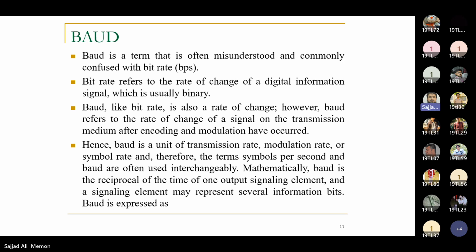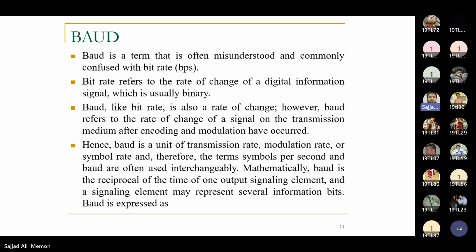So bit rate is bits per second, how many bits are being transmitted. So we are not concerned with any process here, but for baud it is very important. After encoding and modulation have occurred, then you can measure the baud rate. But bit rate you can calculate at any moment. It should be the same even before the encoding and even after the encoding. But the baud will change, or you can measure the correct value of baud after the modulation. Hence, baud is a unit of transmission rate.